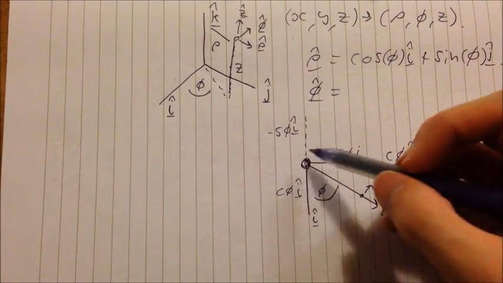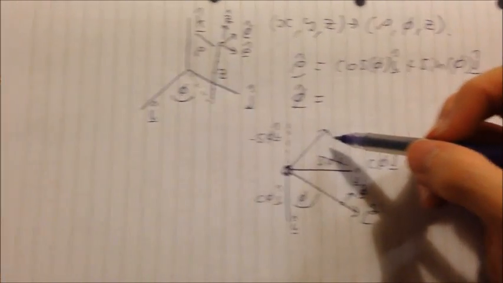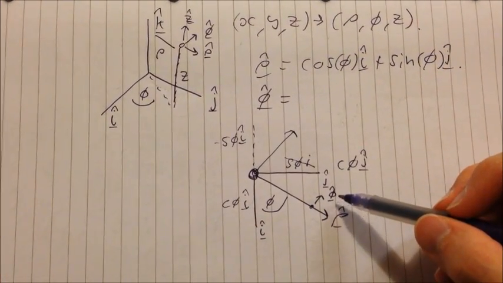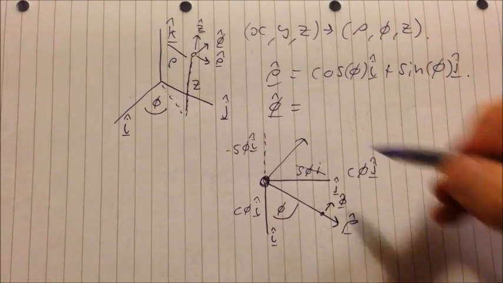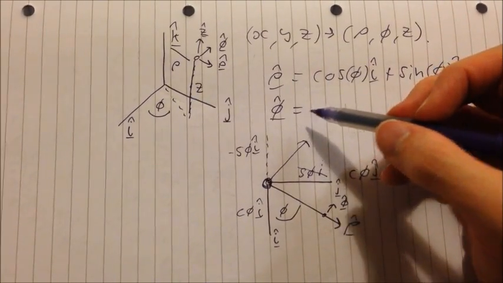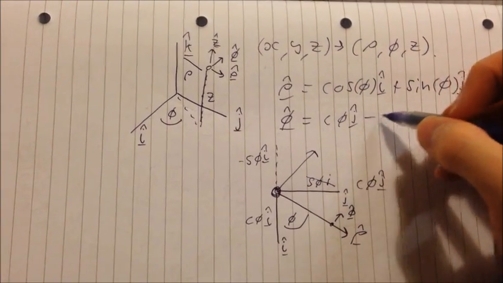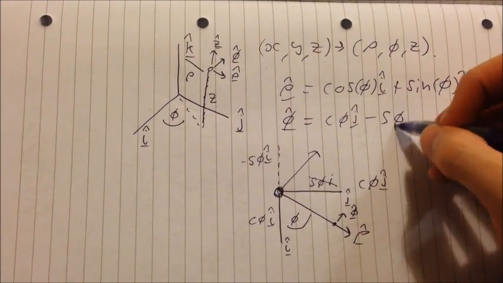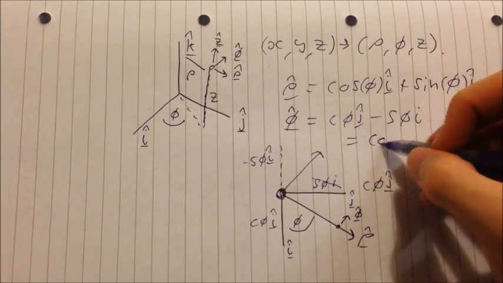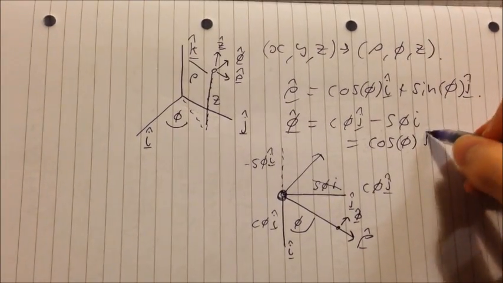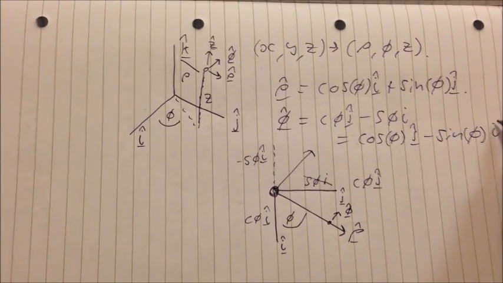And these, when you add them, would result in something going in this direction, which you can see is in the same direction as phi here. So basically we've turned it to be in the right direction. And this would imply that the phi unit vector is cos phi j minus sin phi i, or written more fully, cos phi j minus sin phi i.